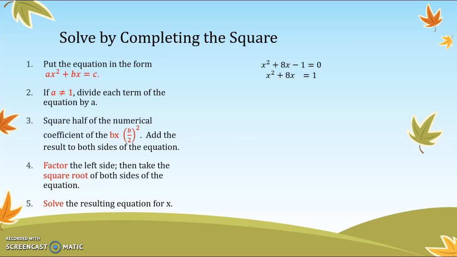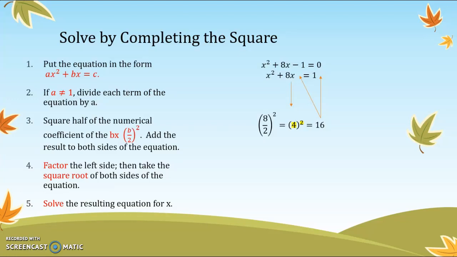So now I'm going to take half of the numerical coefficient of the x value and square it. So I'm going to take 8 divided by 2 and square it, which gives me 4 squared, which gives me 16. This needs to be added to both sides of the equation to keep it equivalent. I also highlighted the 4 piece because this is going to help us factor the left-hand side without even having to think about it. So we're going to come back to that in a second.